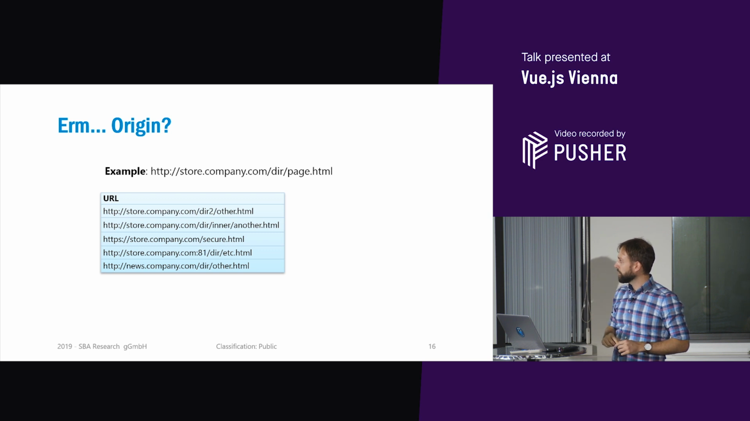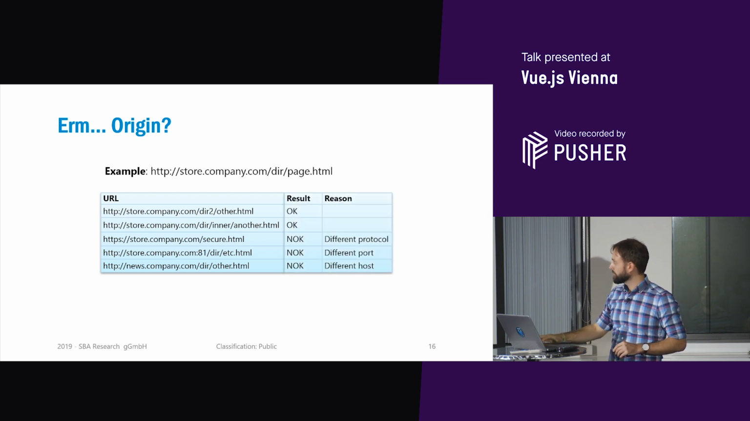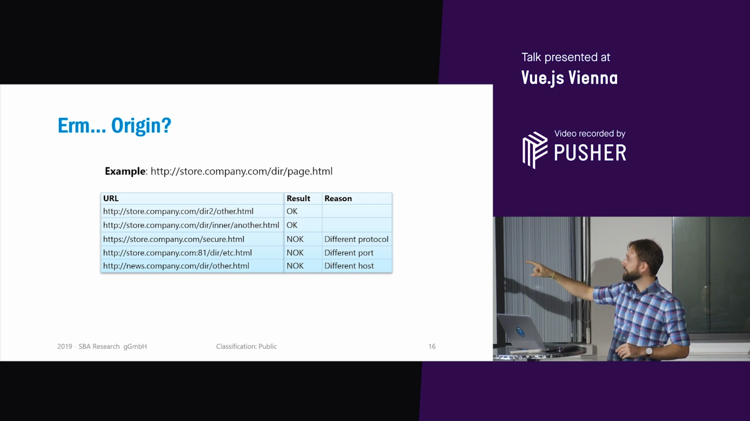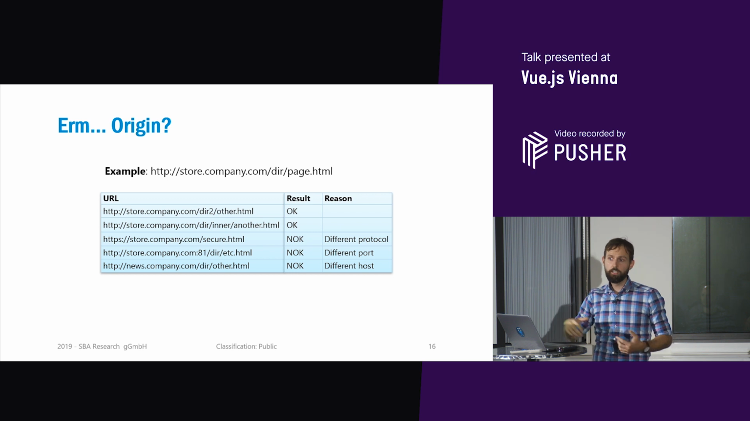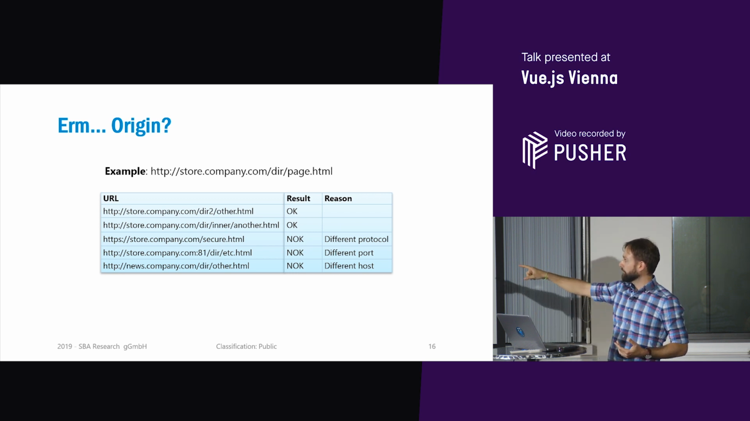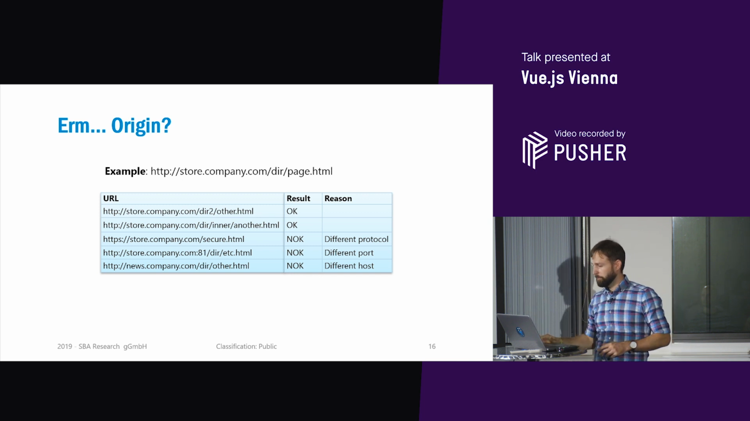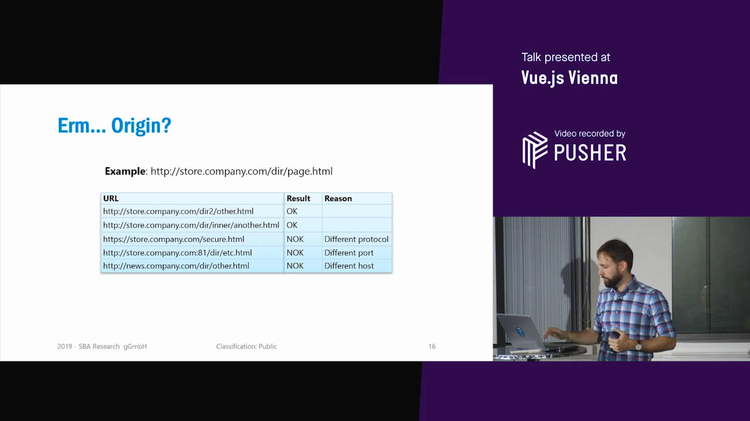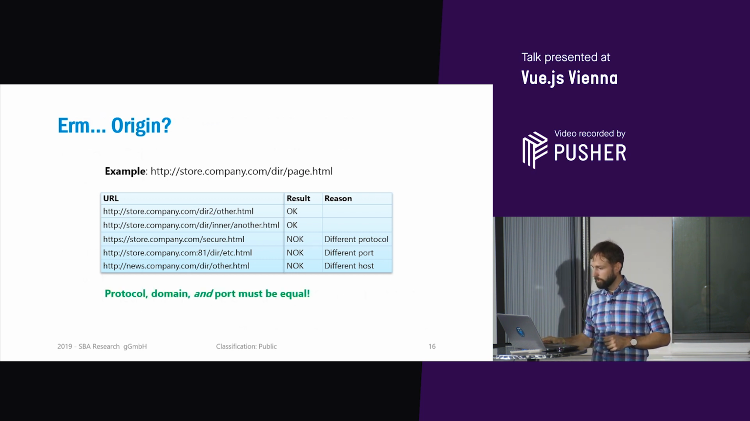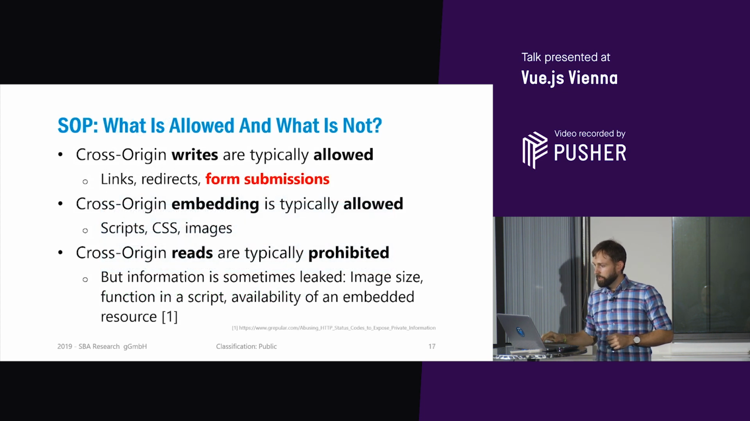It says HTTP storecompany.com. That's the same origin. The second one is also the same origin. The third one has HTTPS as a protocol. That's a different protocol, so it's a different origin. Okay. So the same origin policy applies here. The next to last example has port 81, so different port, different origin. So you get the point. These three things are important. It's the protocol, the domain, and the port. All must be equal. Good.